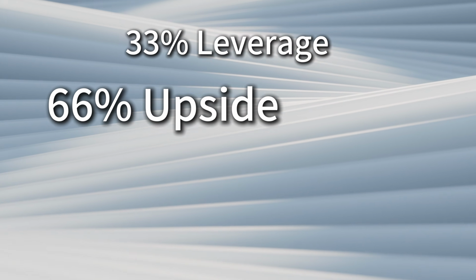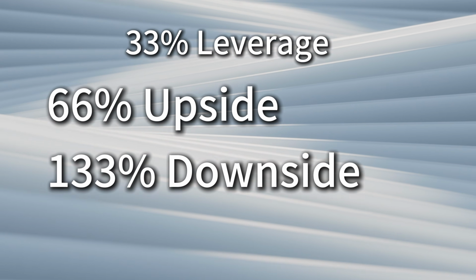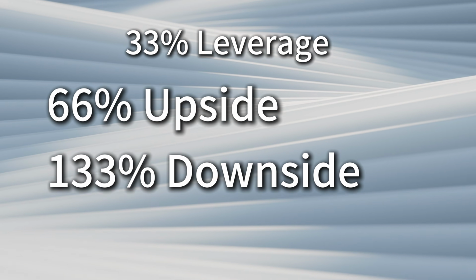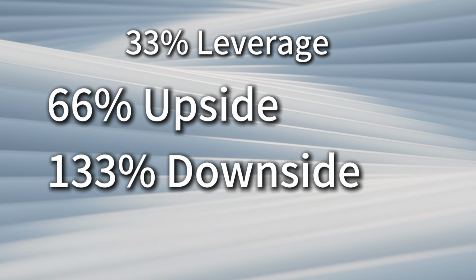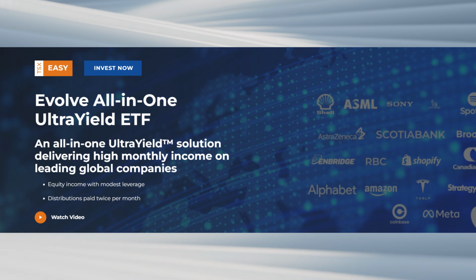Then there is the 33% leverage. Evolve likes to emphasize that you still retain 66% of the upside, but what they don't mention is that you are facing 133% of the downside. This extreme aggression is the true source of that 30% yield. It is liquidity bought at the cost of high risk.